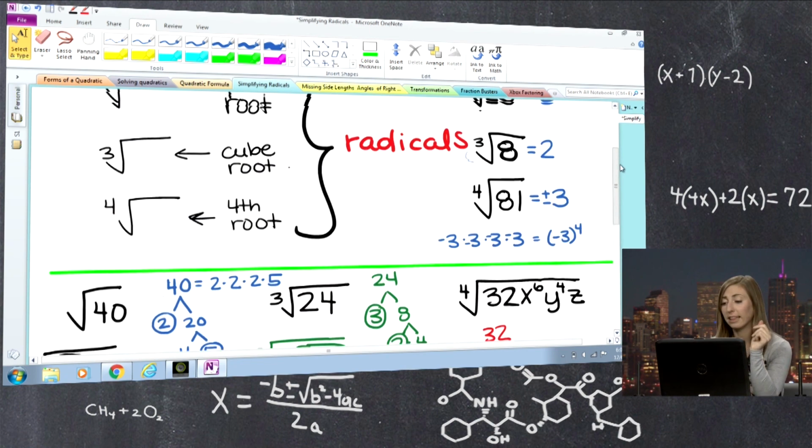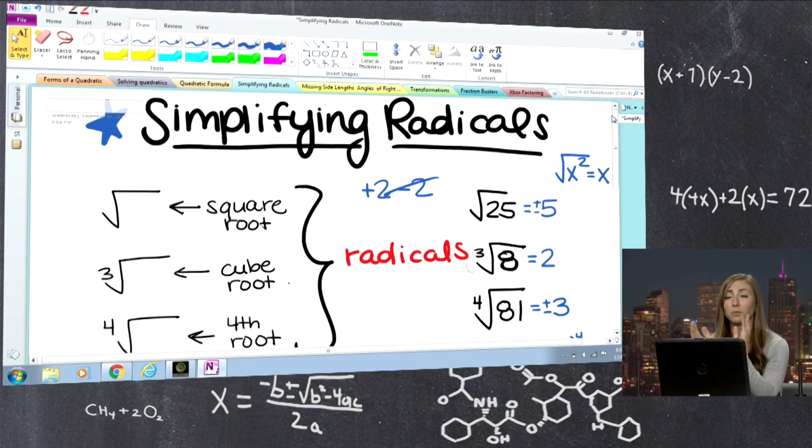So hopefully this helps with simplifying radicals. This will definitely apply to a lot of different things that you do in math, so hopefully that helps.